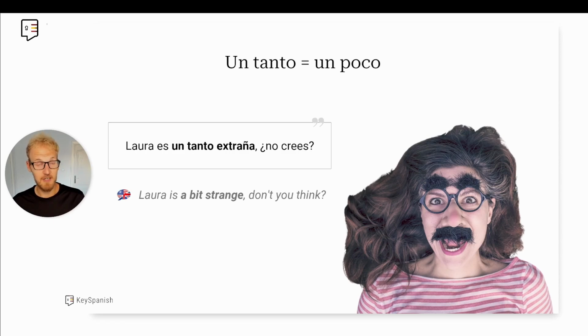Again, normally something negative. So far, we have learned that we can use tanto to modify nouns, that is to say how much we have of something. And in that case, you have to agree with number and gender, tanto, tanta, tantos, tantas. And as an adverb, saying how much we do of something, modifying verbs, in which case it does not change. And as just mentioned, this use of un tanto extraña, un tanto raro, would be un poco, a bit.